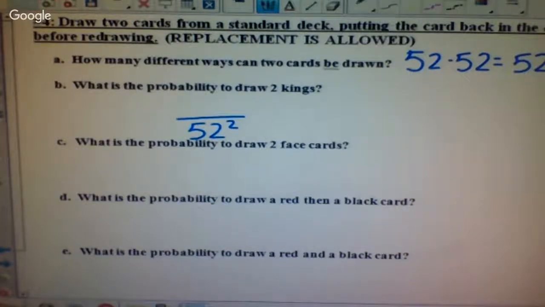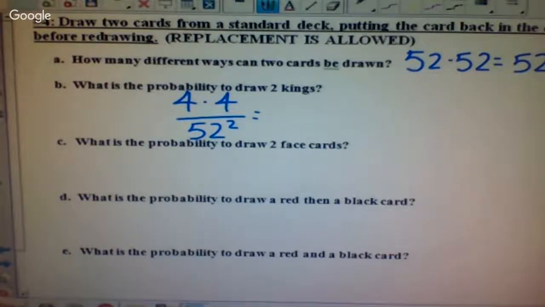We now need to take into consideration what we want to happen. I want to draw 2 kings. The first time, how many kings do I have to choose from? 4. The second time I have 4. Times. We don't ever subtract. It'll always either be multiply or plus.